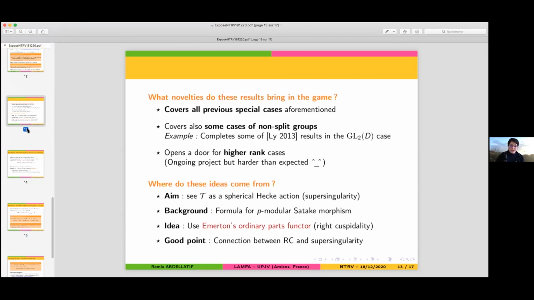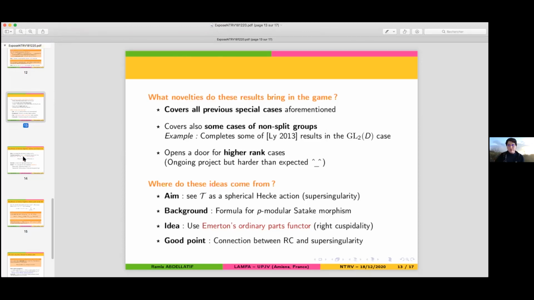And the idea is to use Emerton's ordinary parts functor, because these Hecke actions are also involved in the definition of these ordinary parts. And these ordinary parts are related to right cuspidality. But supersingular representations are right cuspidal. And actually, for admissible representations, being supercuspidal and infinite dimensional is the same as being right cuspidal. So it's really strongly connected.